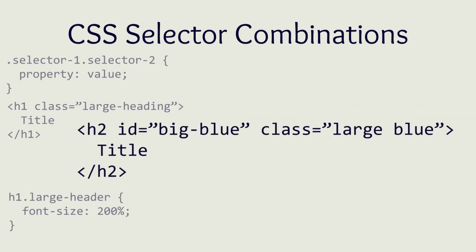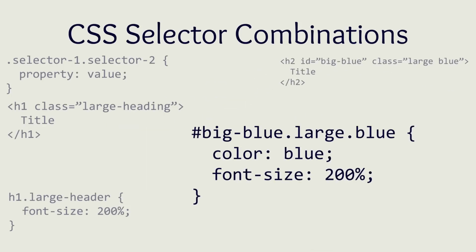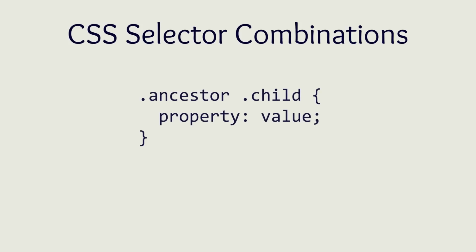If you wanted to select an element with the ID big blue and both the class large and blue, then you would use this selector. All HTML selectors can be combined in this way as many times as you want to create specific or general rules. Another way to combine selectors is to use multiple selectors to specify an ancestor of an element.